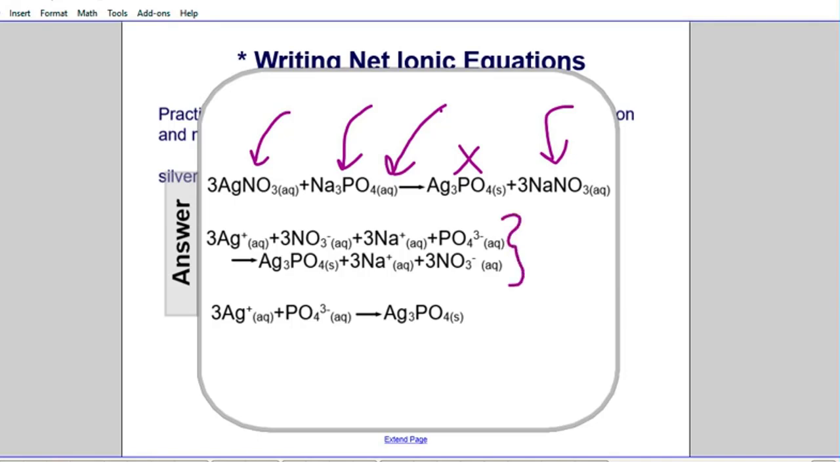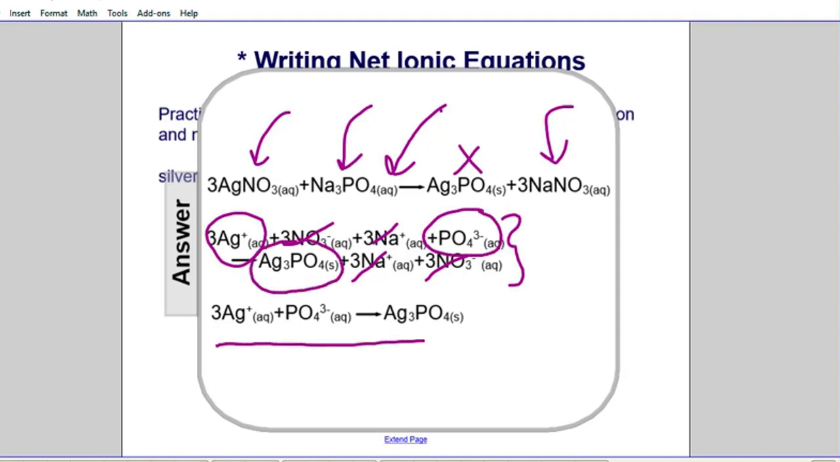And now we'll cross out like terms on either side. So nitrate goes out. Sodium goes out. And what we're left with is 3 silver ions plus a phosphate ion yields silver phosphate. And that's what we have here, our net ionic equation.